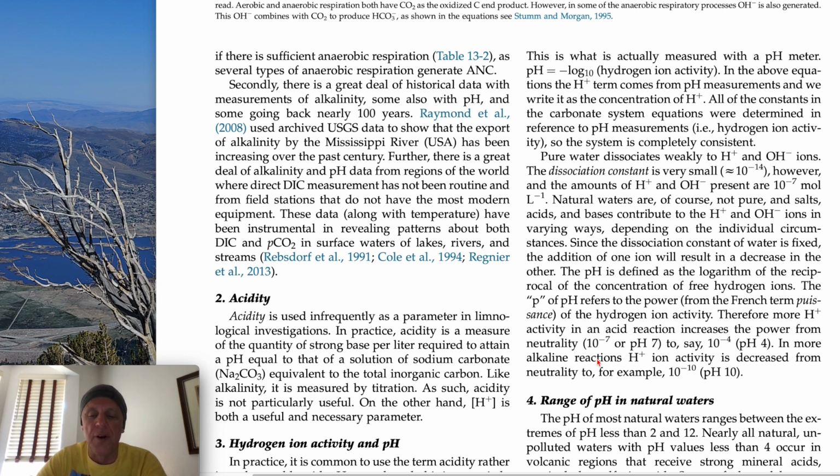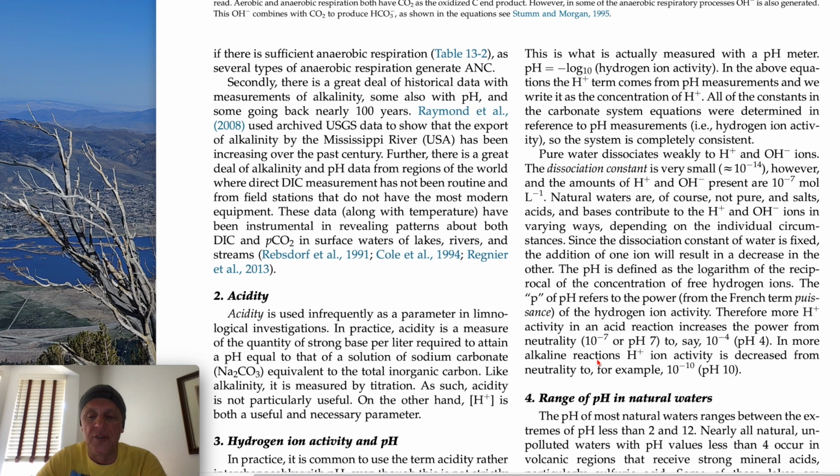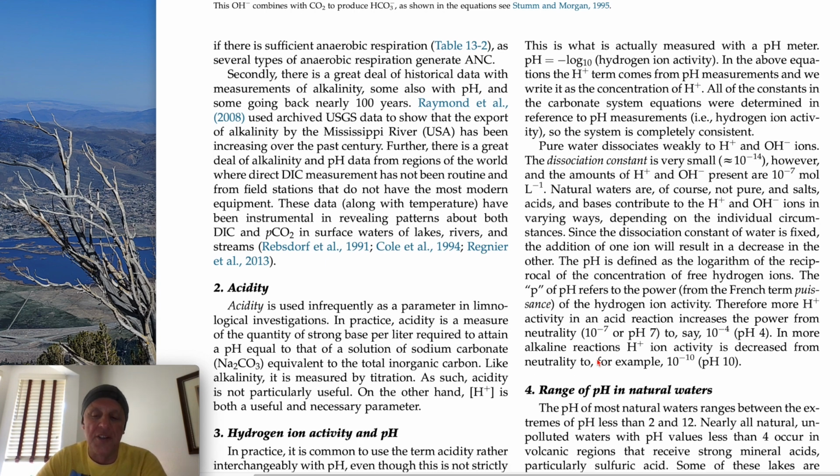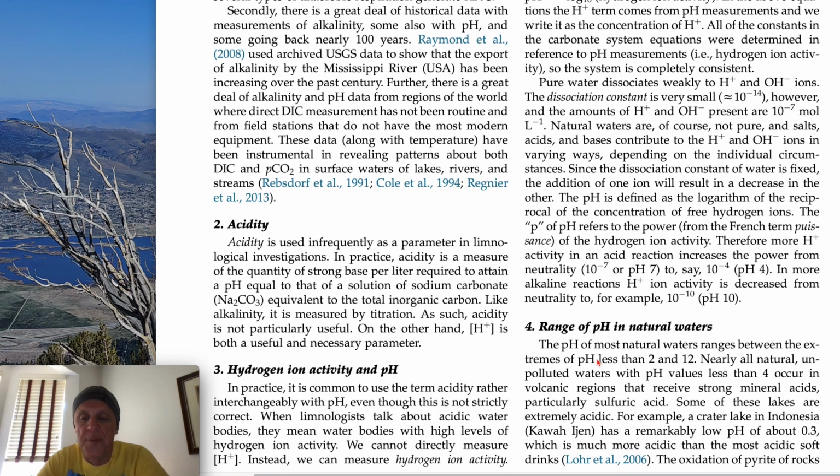Therefore, more H+ activity in an acid reaction increases the power from neutrality in 10 to the minus 7, or pH 7, to say 10 to the minus 4, pH 4. In more alkaline solution reactions, H+ ion activity is decreased from neutrality to, for example, 10 to the minus 10, pH 10. Range of pH in natural waters.